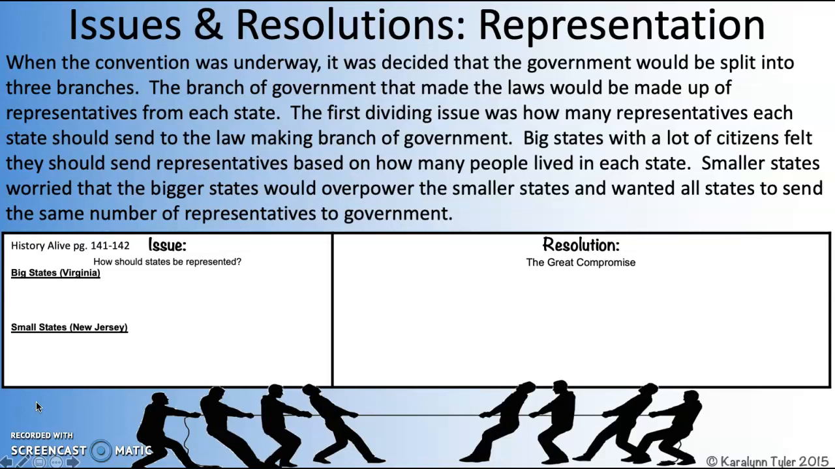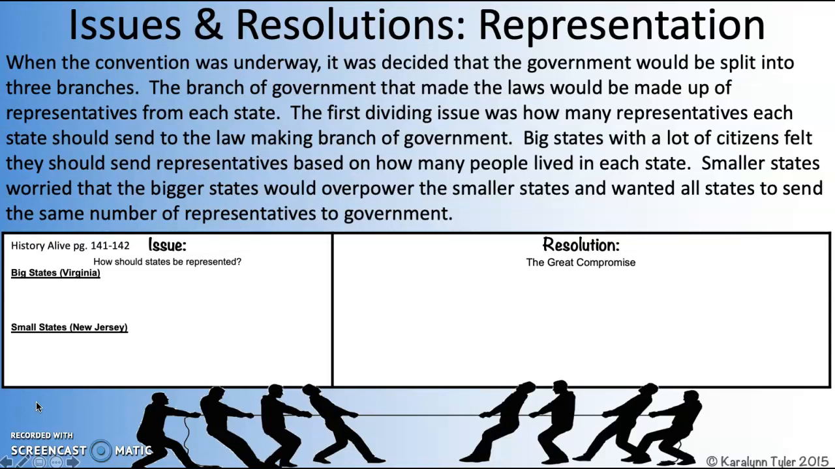The first issue that the Founding Fathers began to struggle with and found divisive and they fought over was how many representatives each state should send to this lawmaking branch of government. Under the old Articles of Confederation, states could send as many delegates as they wanted to Congress, but when it came down to voting and passing laws, every state got 1 vote. No matter how big or how small that state was, it only got 1 vote.